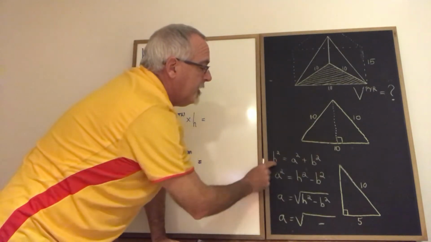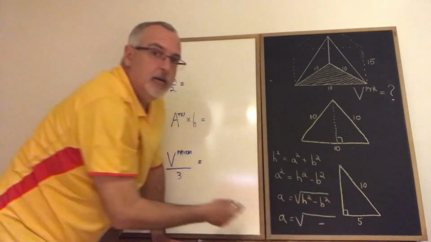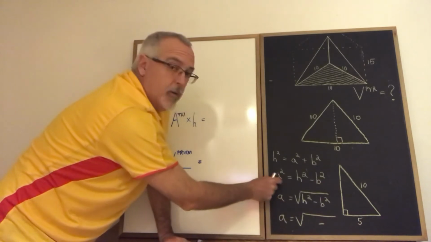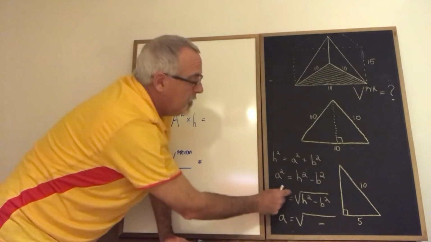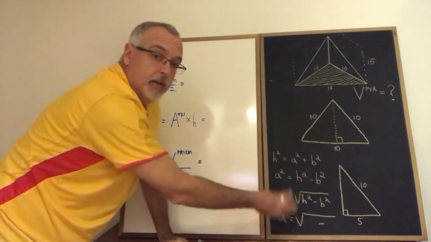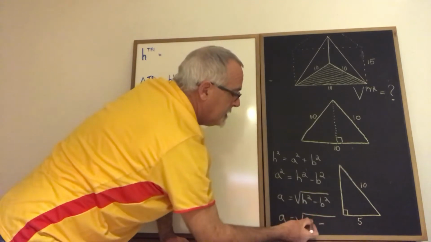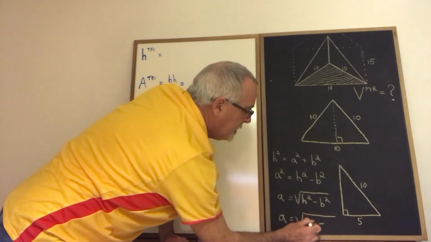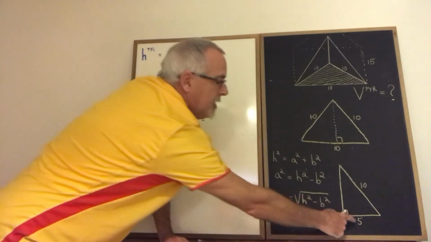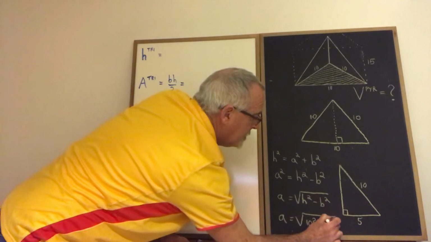I rewrite my Pythagoras theorem so that I'm isolating this leg, which I call a. And I don't want to know what a squared is, I want to know what a is. So I rewrite my Pythagoras theorem like this, and I'm ready to start entering some of the values and simplifying. The hypotenuse of this small triangle is 10. So I have 10 squared. And this base is 5. I have 5 squared.